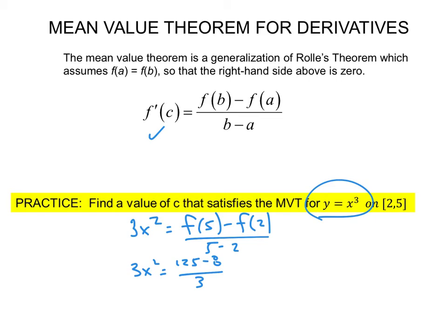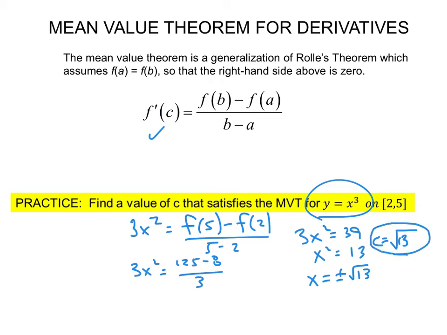I'll just do my calculator here quick. 125 minus 8 divided by 3. Looks like it's 39. 3x squared equals 39. Divided by 3 is 13. So x is plus or minus the square root of 13. Now, square root of 13 is within this interval. It's 3.6-ish. So negative square root of 13 is not within this interval. So square root of 13 looks like it's going to be my c value.